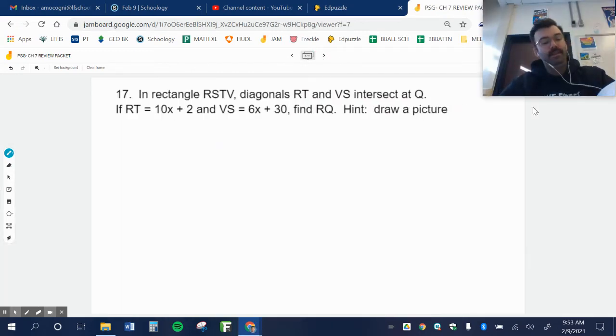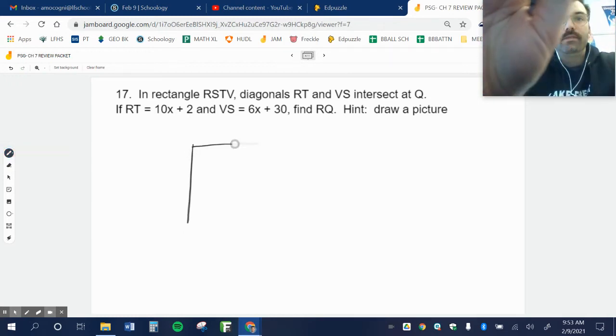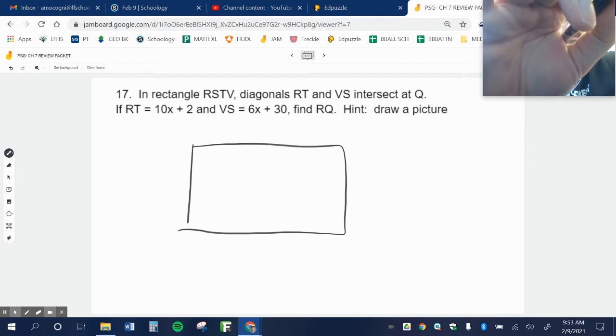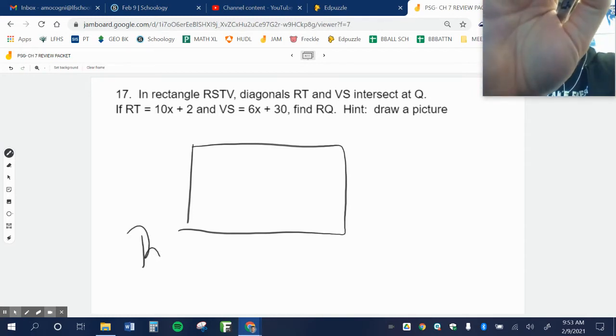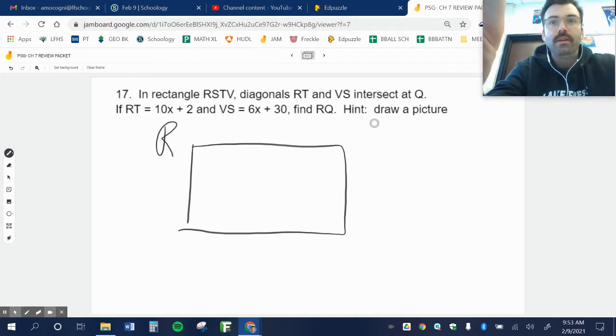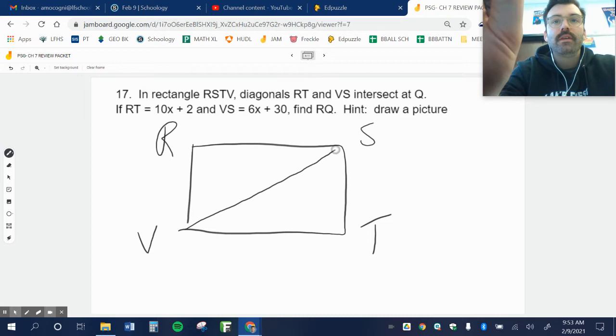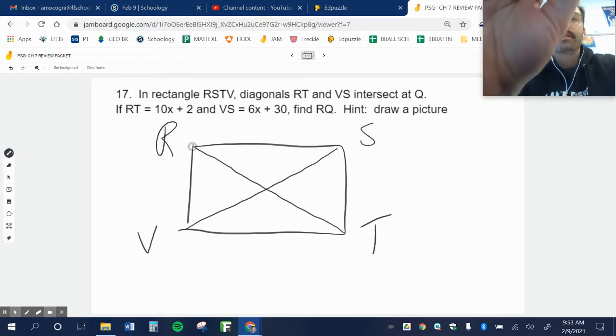All right, 17. I have a rectangle RSTV. So I'm going to draw myself a rectangle. Hint, draw a picture. So I got R, S, T, V. Diagonals intersect at point Q.